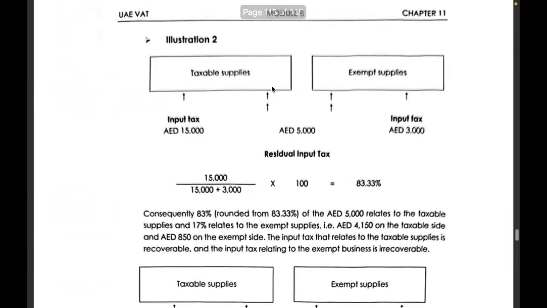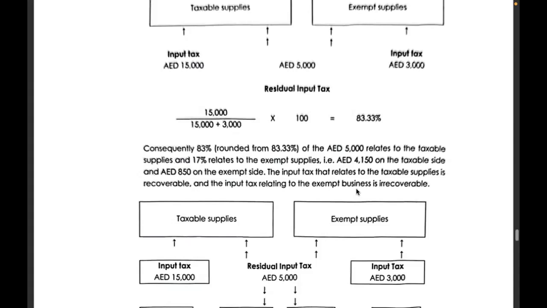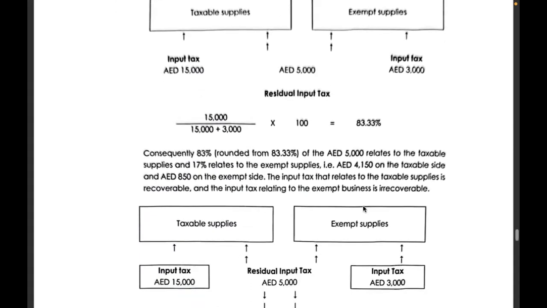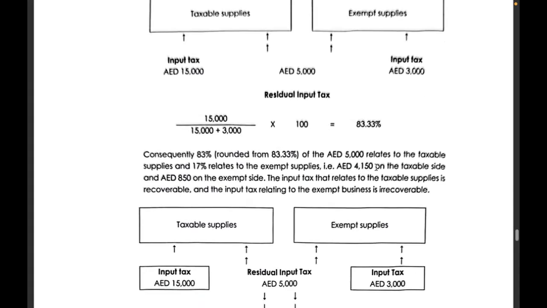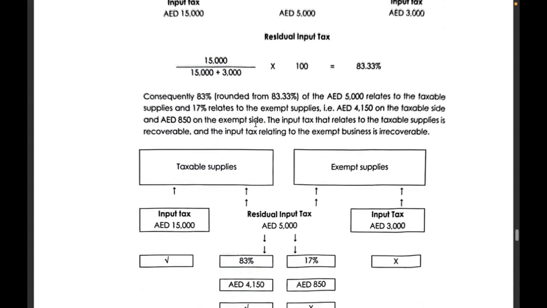So let us apply the same data now. As we discussed earlier, total input tax which is recoverable, we put it in the numerator, the upper part of the fraction or the ratio, and we divide it by the total recoverable as well as non-recoverable, which is 15,000 plus 3,000. This ratio we are going to take. We see that the ratio is 83.33%. We round it off, it becomes 83%. So 83% of this mixed use residual input VAT will be recoverable. That we will add to the recoverable input VAT. So if you apply this 83% onto this 5,000, we get 4,150. That 4,150 will relate to taxable supplies, and the remaining 850 will be the exempt part of it.